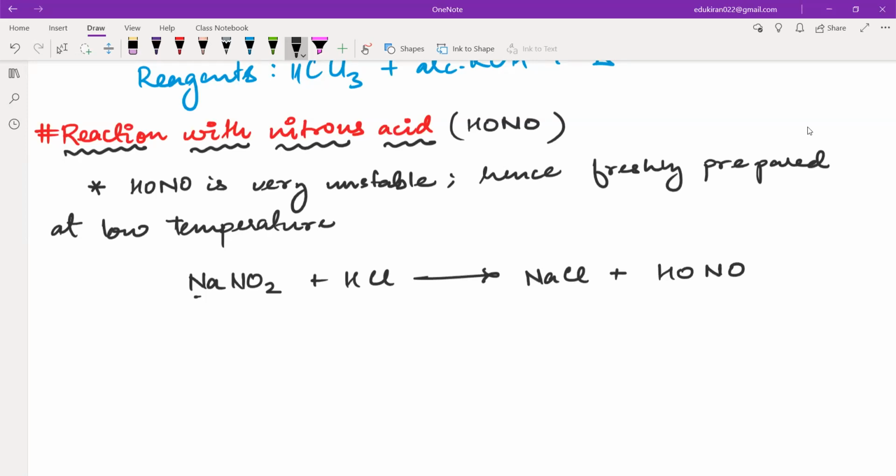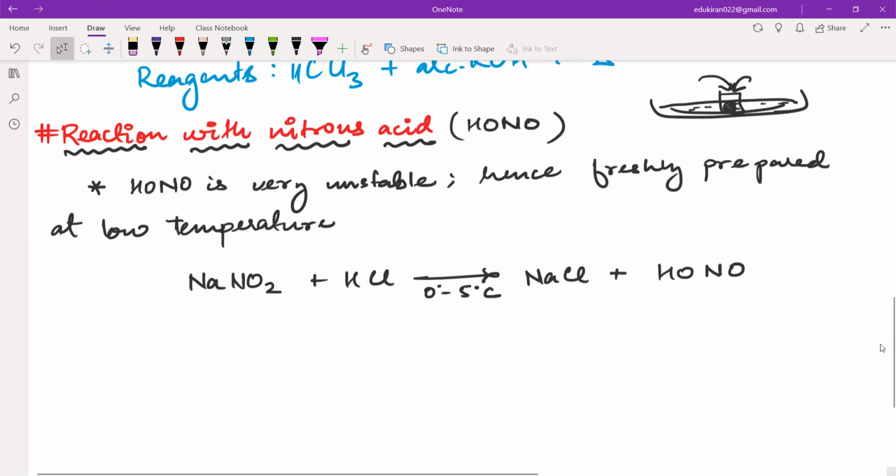Now, this is at somewhere around 0 to 5 degrees Celsius. So when we used to prepare it, we have to get a tub type of thing. There we would get ice like this, and in that ice we will keep the beaker somewhere here. And in that beaker, we would add NaNO2 and then HCl, then prepare this nitrous acid, that is HONO.